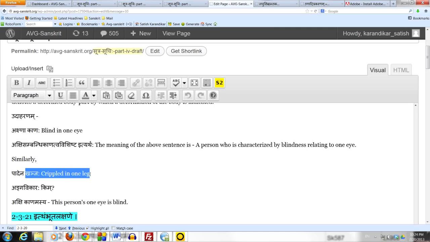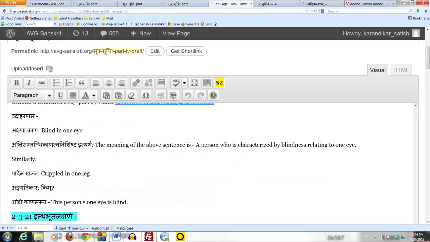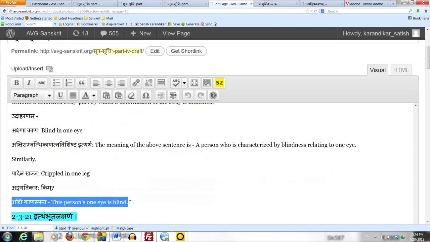To highlight the importance of the condition anga vikaraha, which equals anginaha vikaraha, meaning a deformation of the body, a counterexample is given as akshi kanam asya. His one eye is blind. It is not talking about a deformation of the body. It's just talking about a deformed eye.